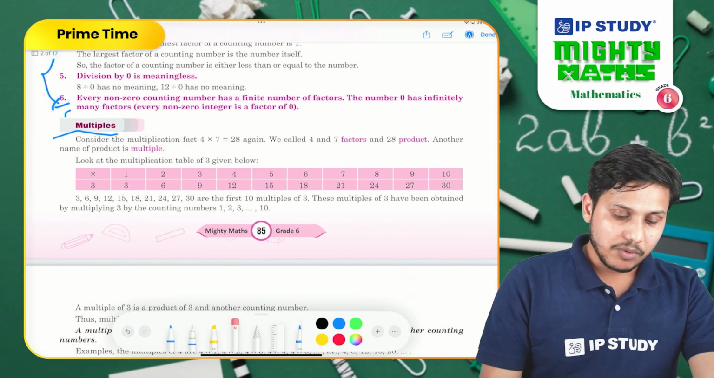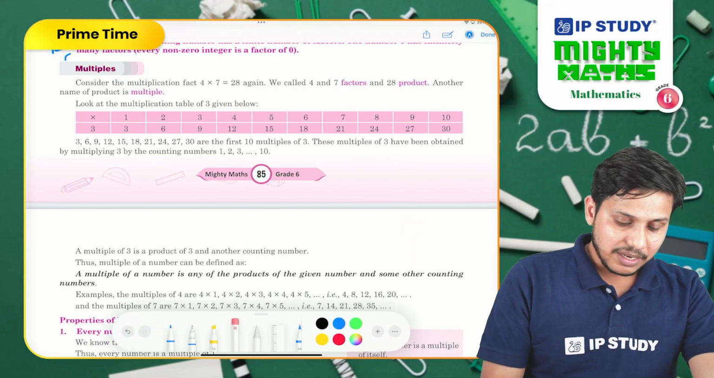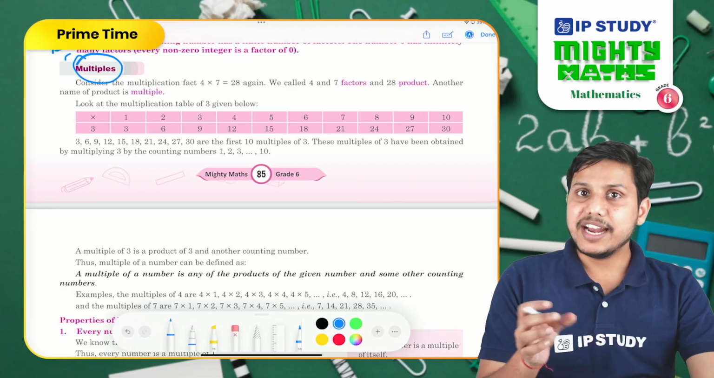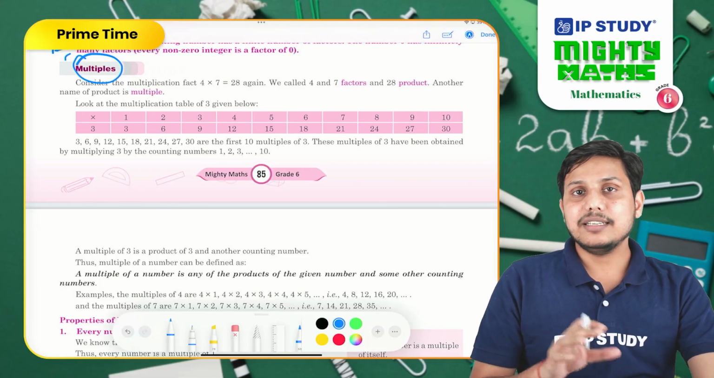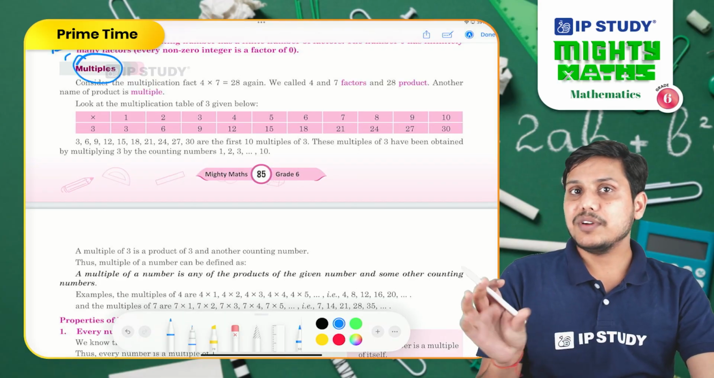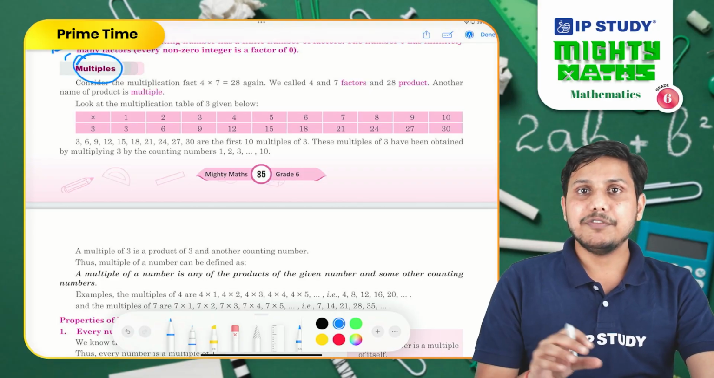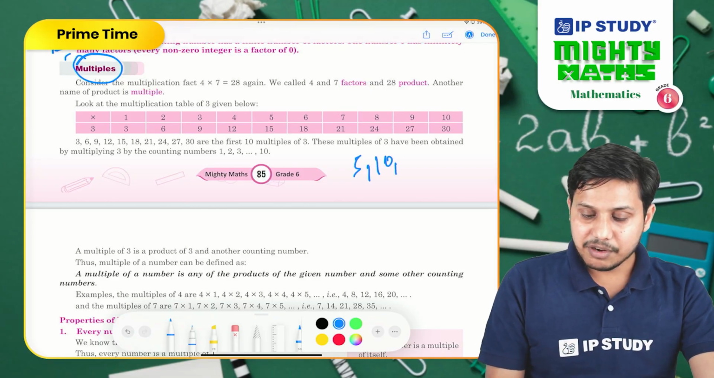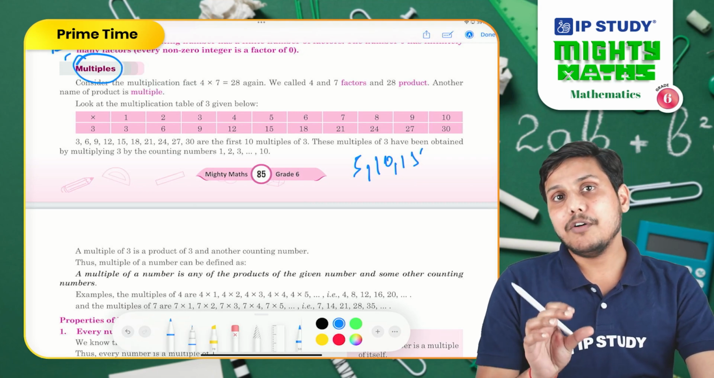Yes. Now next topic is multiples. So what is a multiple? A multiple of a number is a number we get by multiplying that number by different numbers. Let's suppose we have 5, then what will be the multiples of 5? 5 times 1, 5, 5 times 2, 10, 5 times 3, 15. So 5, 10, 15, that we are getting after multiplying 5 with other numbers, are called multiples of that number.